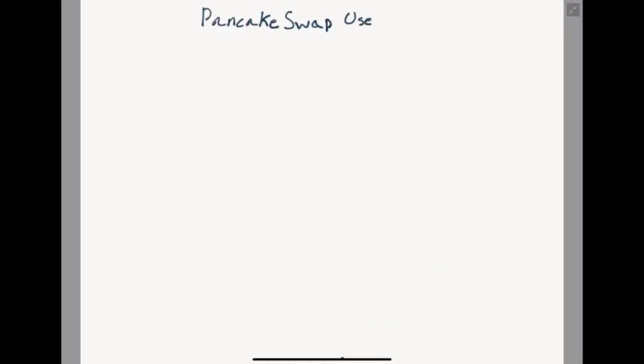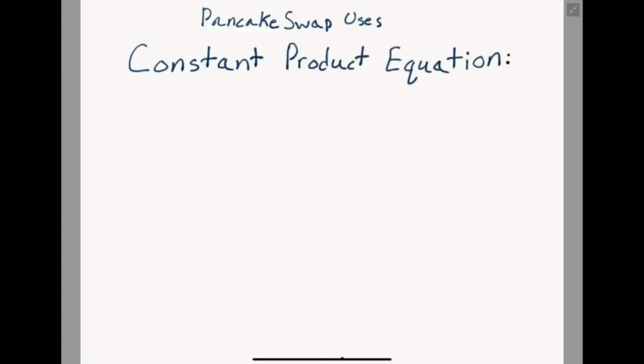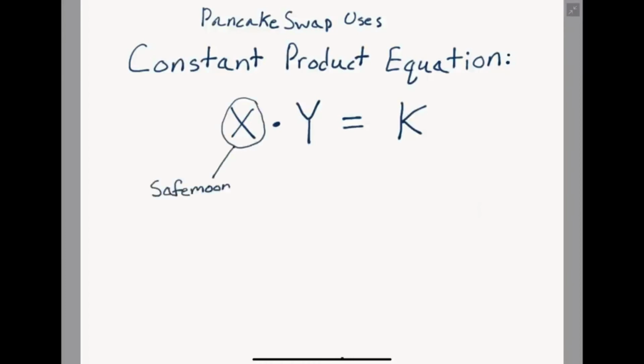What PancakeSwap does is use the constant product market maker equation, which is super simple, yet still has a number of benefits. The constant product market maker equation goes as follows: X times Y equals K. It can be more intricate than this if you factor in transaction fees, but there's no reason to overcomplicate things for this video. X is the quantity of token 1 in the pool, and Y is the quantity of token 2 in the pool.